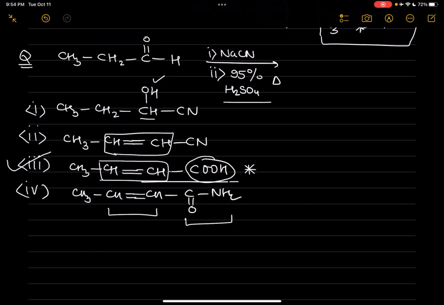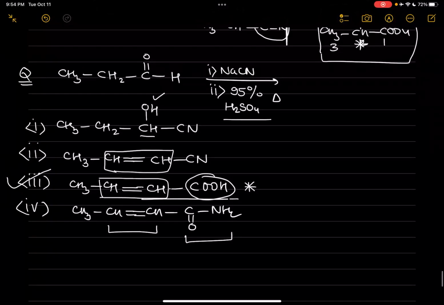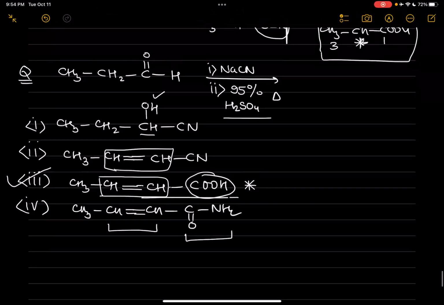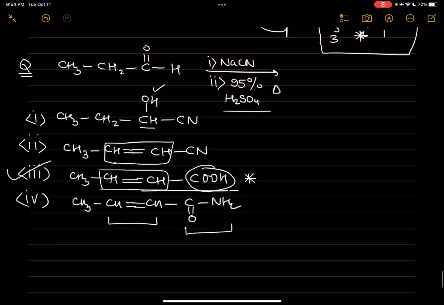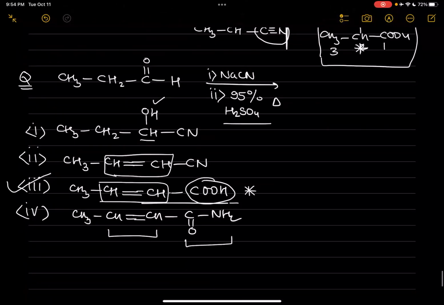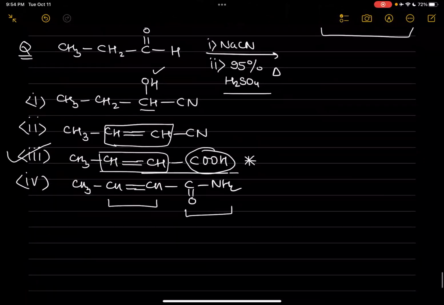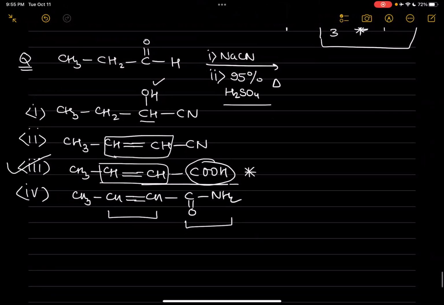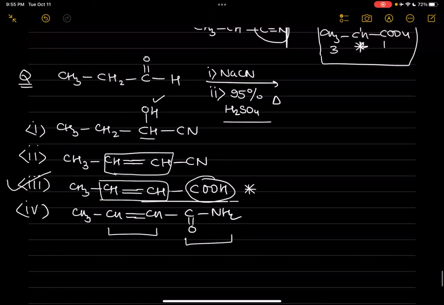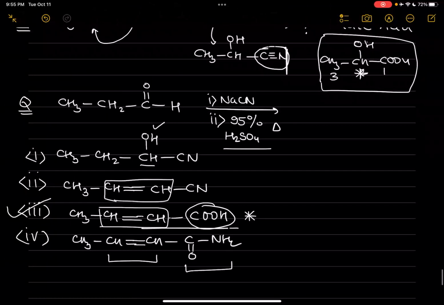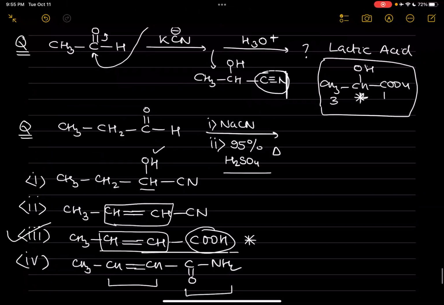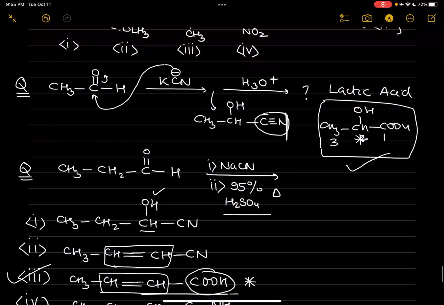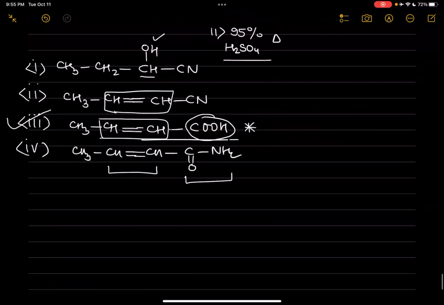Okay, but it is tricky because in some cases all the options are very close to one another. So you need to have prior knowledge to do that. So it can be converted to alpha beta unsaturated acid. It can be converted to beta hydroxy acid, lactic acid. We already prepared that. So I hope this is clear.